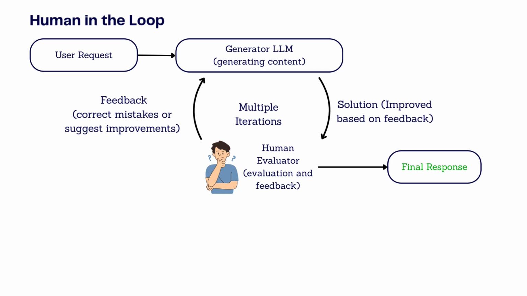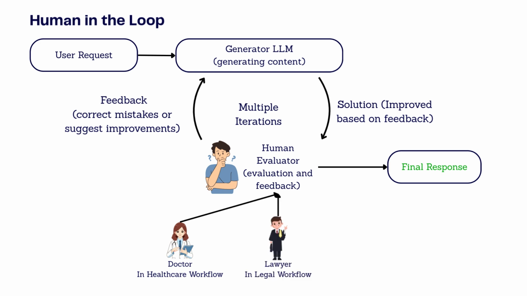The human doesn't just passively accept the LLM's response, they provide feedback, correct mistakes, suggest improvements, or approvals that the model can use to improve its next iteration. For example, in healthcare, a doctor might review an AI-generated medical summary to ensure accuracy and safety. In legal workflows, a lawyer could review a draft contract to make sure it complies with regulations. In education, a teacher could correct or suggest improvements in an essay generated by AI.